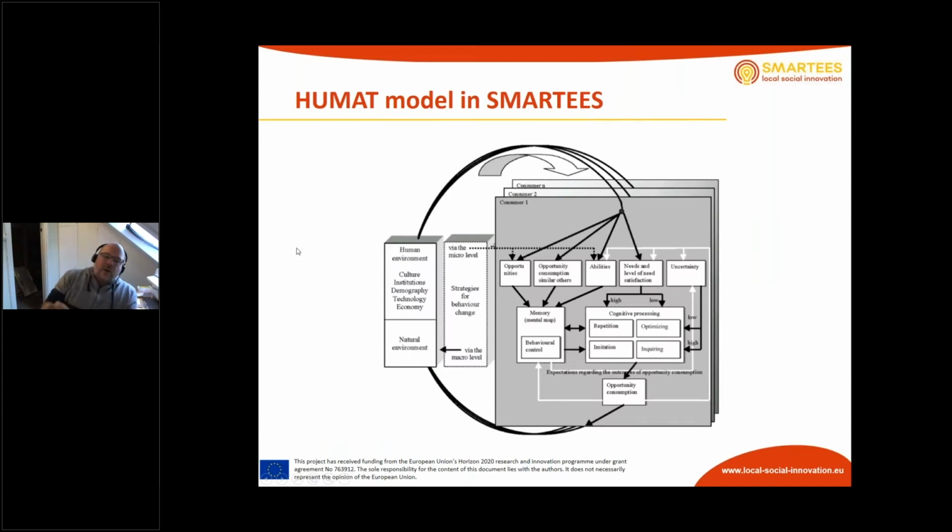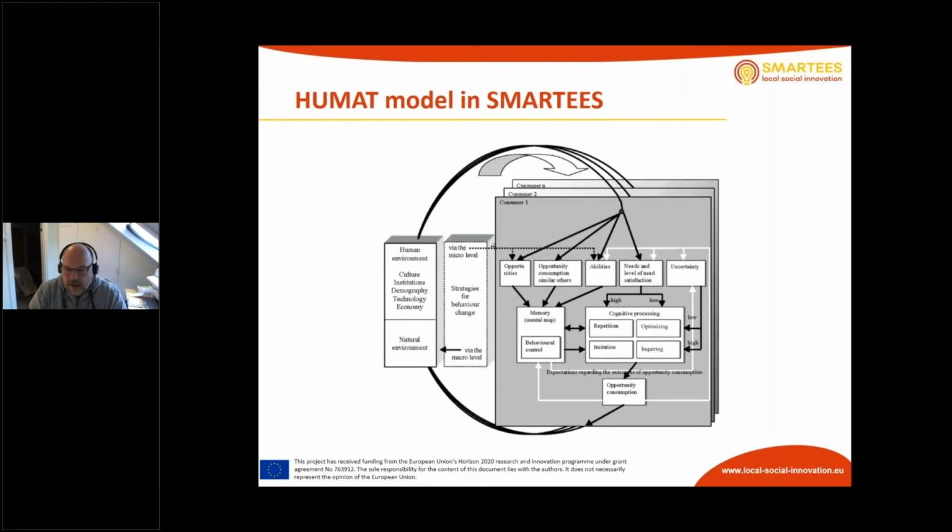What we build our models in Smarties on, or took as a starting point among other models, is a HUMAT model that was developed by one group that is participating in the Smarties project. And this model has been developed further for Smarties. One basic assumption in this model is that people have different types of needs and they make decisions to satisfy their needs. And if their needs are not satisfied, they take action to increase satisfaction of their needs. So they do something to get their needs into balance. The actions they take have to do with what kind of opportunities they are faced with and what kind of abilities they have.